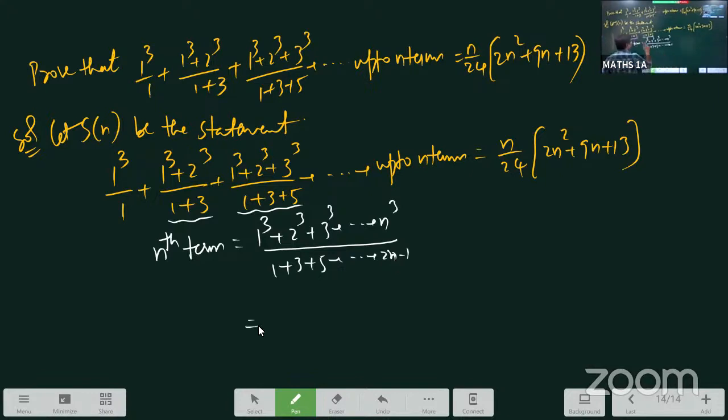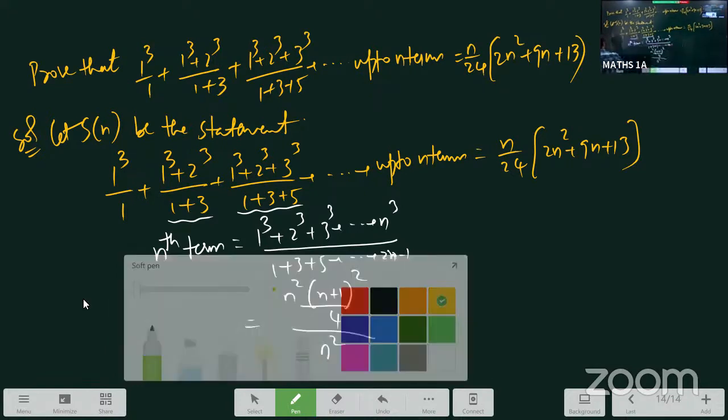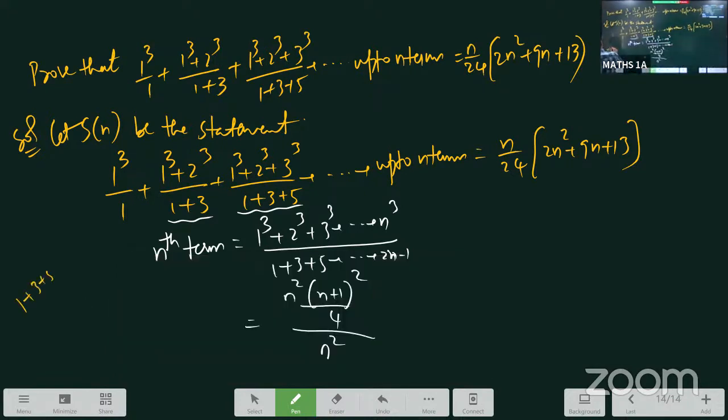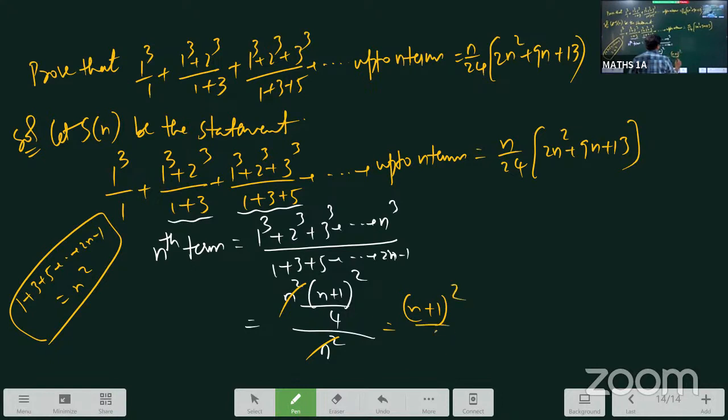Now, sum of the cubes of first n natural numbers is nothing but n square into n plus 1 whole square by 4. Sum of the first n odd natural numbers, please remember the formula, it is n square. Is it clear? It is n square. That is 1 plus 3 plus 5 plus so on plus 2n minus 1 is n square. Remember that formula. Now your n square gets cancelled. n plus 1 whole square by 4, that is your nth term. Now I got your nth term.